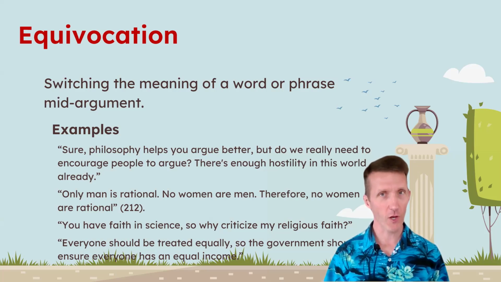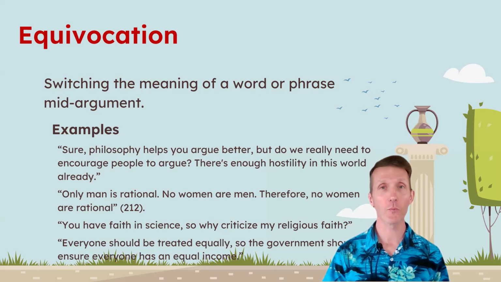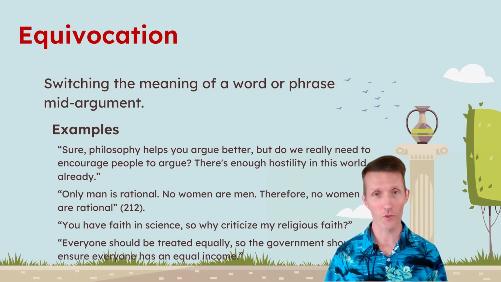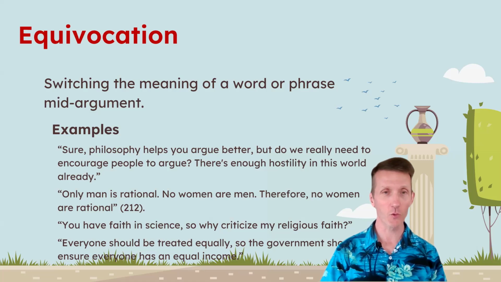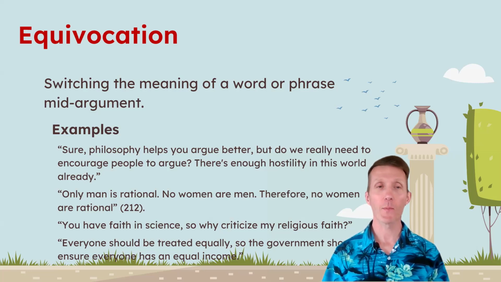That's right, because in philosophy, argument means a series of claims called premises intended to logically support another claim called the conclusion. It's not a quarrel or a bickering match. Instead, it's offering evidence in support of beliefs or conclusions. And so here, that usage of argue has been switched in the middle of the sentence, and so that's the fallacy of equivocation. How about this one?